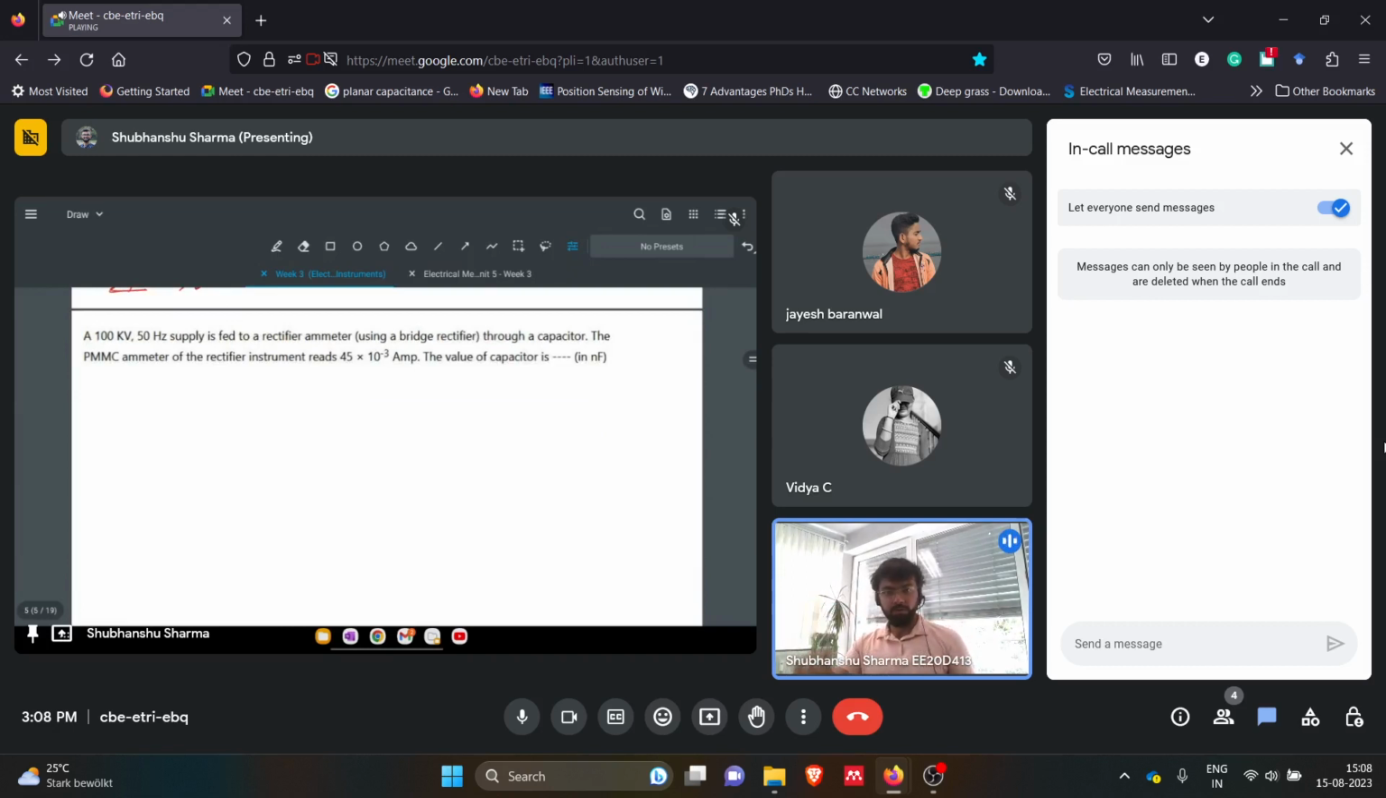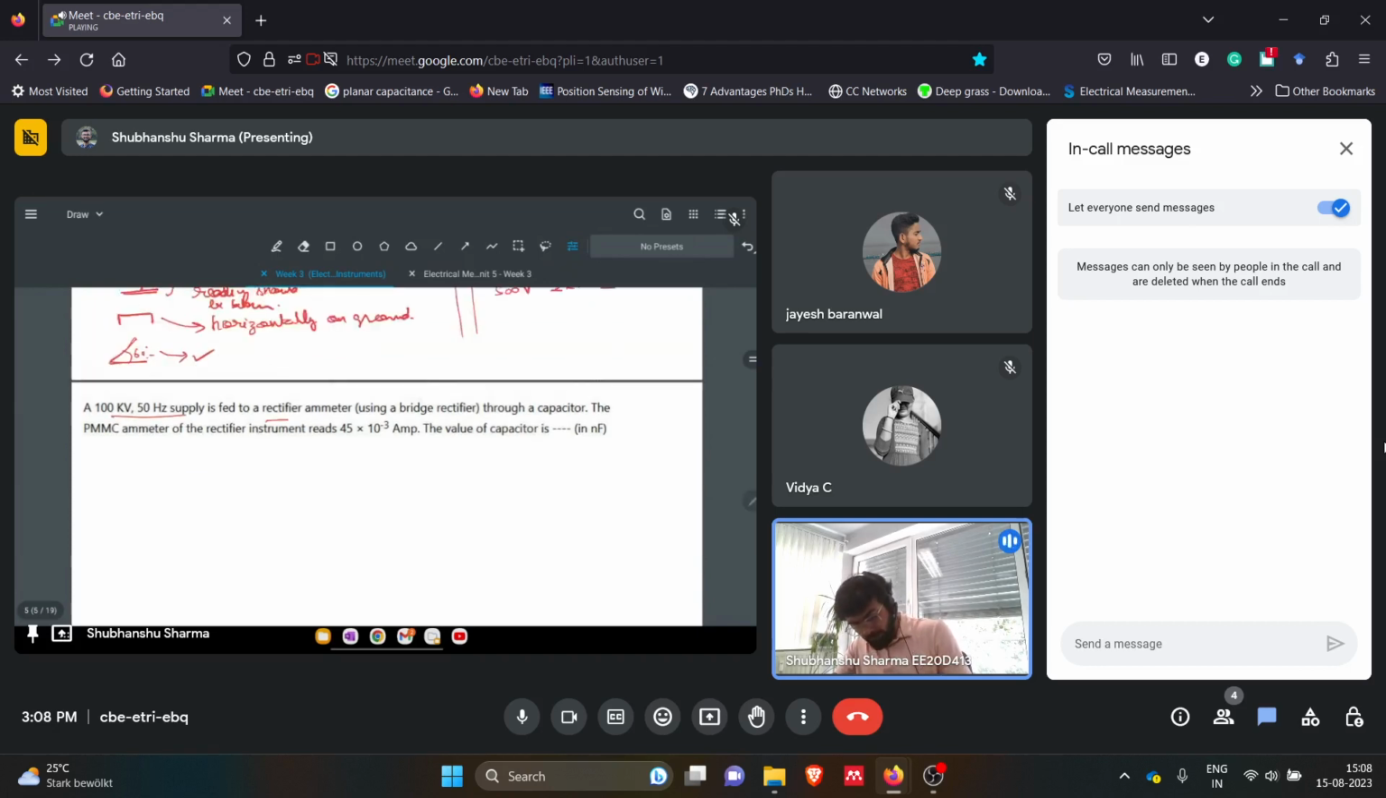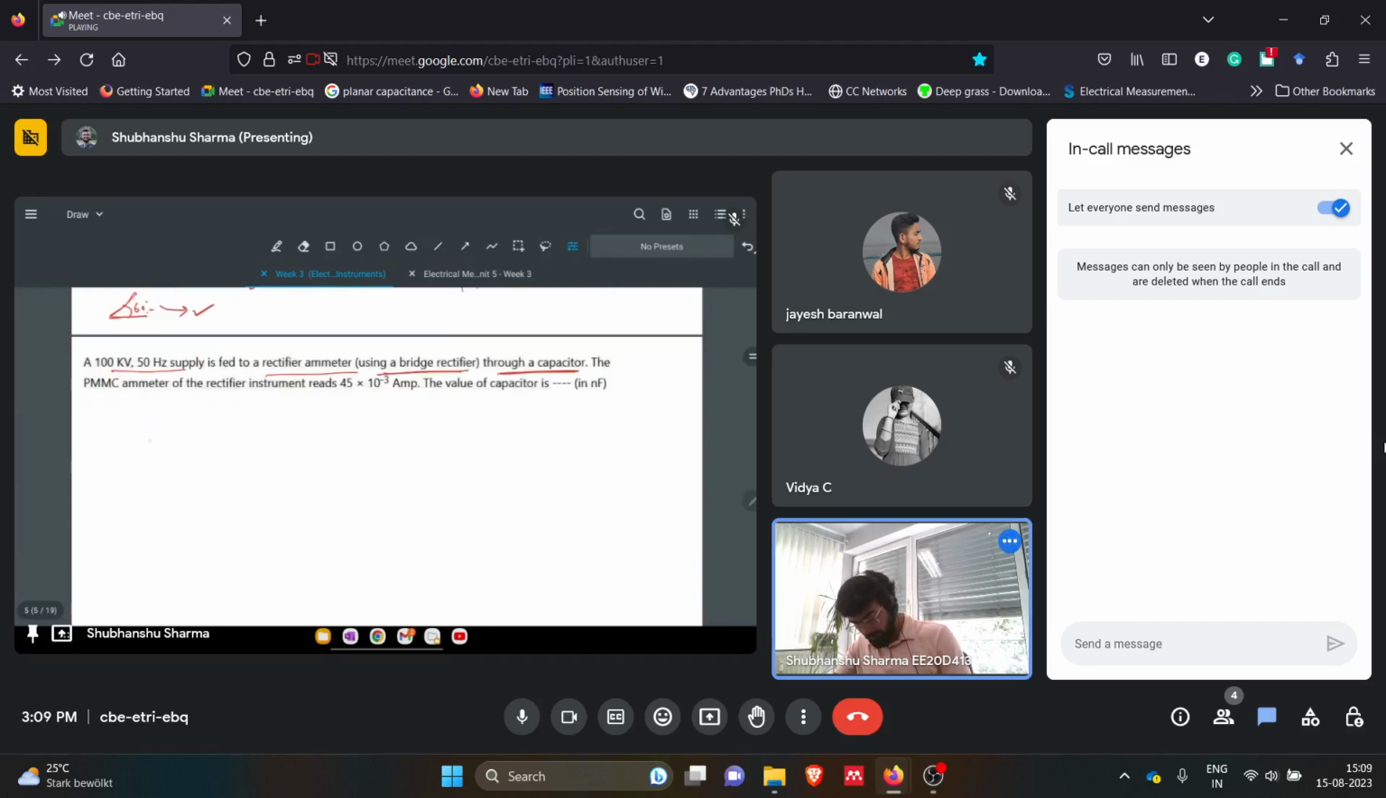So the question is saying that a 100 kV 50 hertz supply is fed to a rectifier instrument using a bridge rectifier through a capacitor. Normally you would have seen that if we have a sinusoidal source and we want to measure this AC signal with a PMMC meter, we use a bridge rectifier.